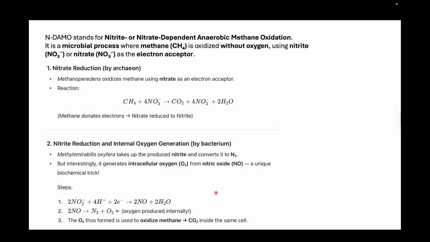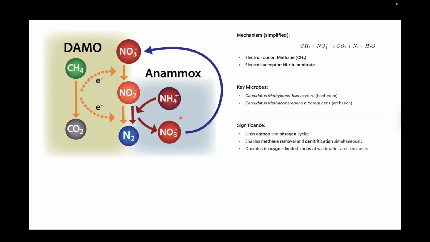So this is a methanotrophic bacterium, while this is a methanotrophic archaeon. Methane is the electron donor here, and nitrate is the electron acceptor. Methane donates electrons, nitrate is reduced to nitrite. Now what happens when N-Damo bacteria is coupled with Anammox? We just understood this reaction, methane as the electron donor reacting with nitrate or nitrite and reducing it, removing oxygen from the nitrite to produce nitrogen.